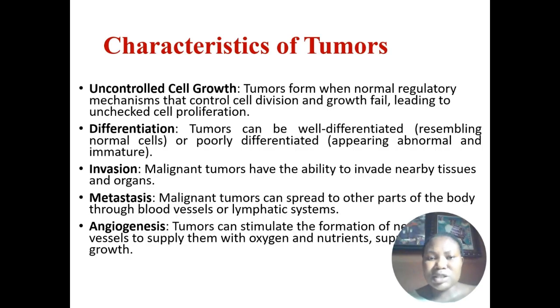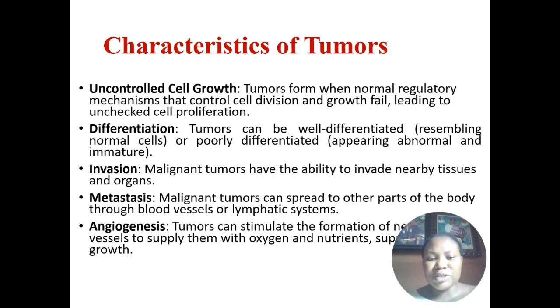What are the characteristics of tumors? We have uncontrolled cell growth. The growth can be uncontrolled. It grows rapidly, and the mechanism of the growth divides so fast that it leads to cell proliferation.